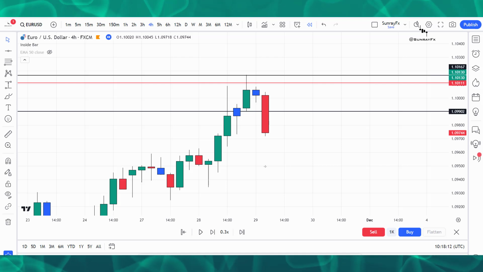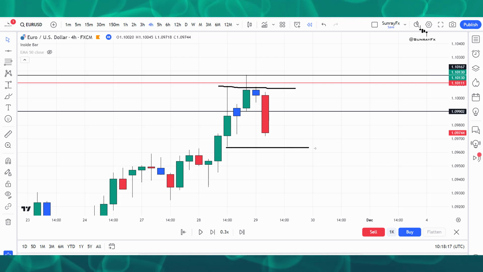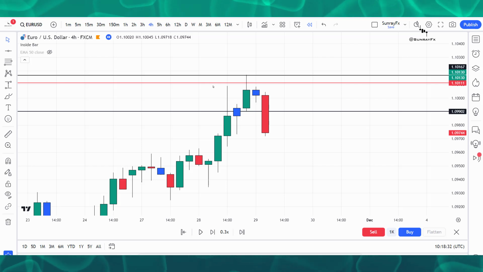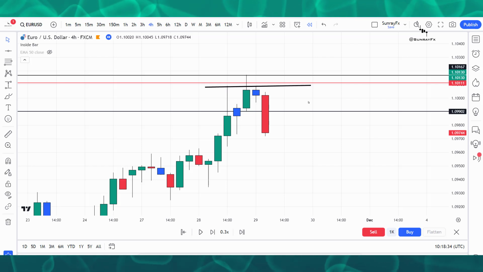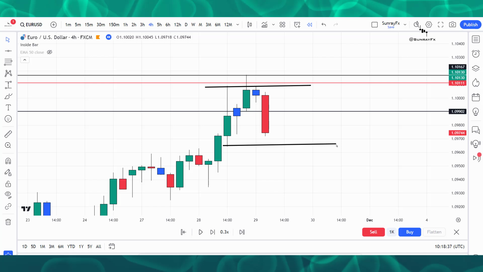So one thing you have to know as an inside bar trader is that once you mark your inside bar, you are waiting for the market to close above or close below. Right now, the market grabbed liquidity but does not close above. As long as the market never closes above your inside bar, the inside bar is still valid both ways, whether you are trading it for continuation or for reversal.